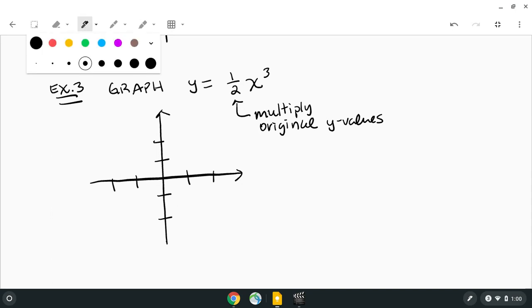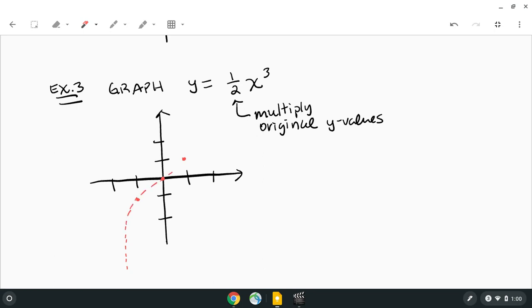Okay, I'll use red for the parent function. So we have points at (0, 0), (1, 1), and (-1, -1). And if you remember, it does this sort of snake. So these three points each have an x and y coordinate.